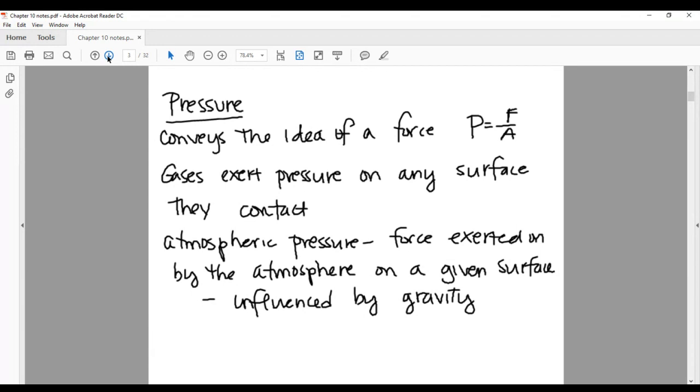Now, the atmospheric pressure is the force exerted on anything by the atmosphere, and it's influenced by gravity. So we know that gravity is the force that basically keeps us here on Earth, that allows our feet to hit the ground. Well, that same force is applied to the atmosphere around us. So the gases in the atmosphere exert a pressure on us, on everything.